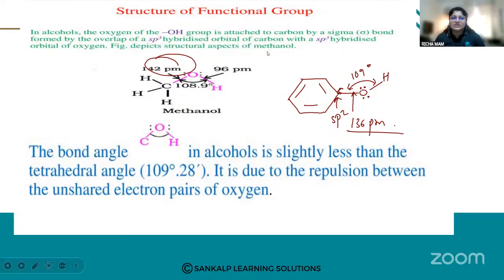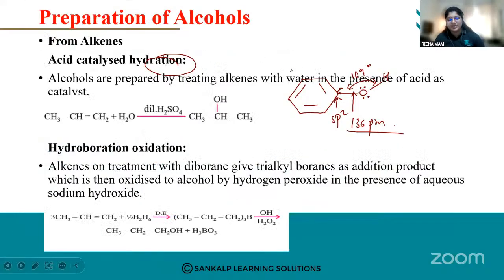Then we discussed the preparation of alcohols. In the preparation of alcohols, the first was from alkenes, that is, acid catalyzed hydration. Hydration means we are adding water in the presence of some acid. Then we saw hydroboration oxidation. It is an oxidation reaction wherein we add diborane, B2H6.